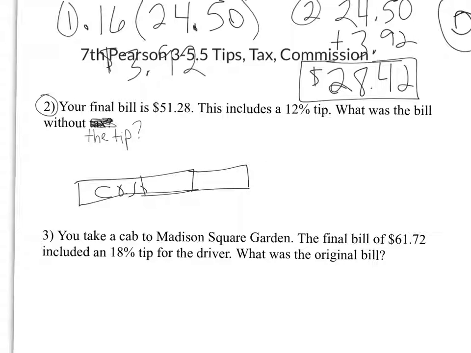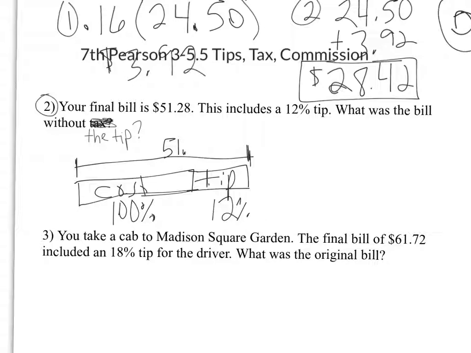We've got our cost is like 100%. And then our tip is 12%. And those two things combined is $51.28. So I don't do this a whole lot, but drawing a bar diagram like the book talked about might be a way to help you guys see what's happening here. So we have the full cost of the meal plus our tip is $51.28.